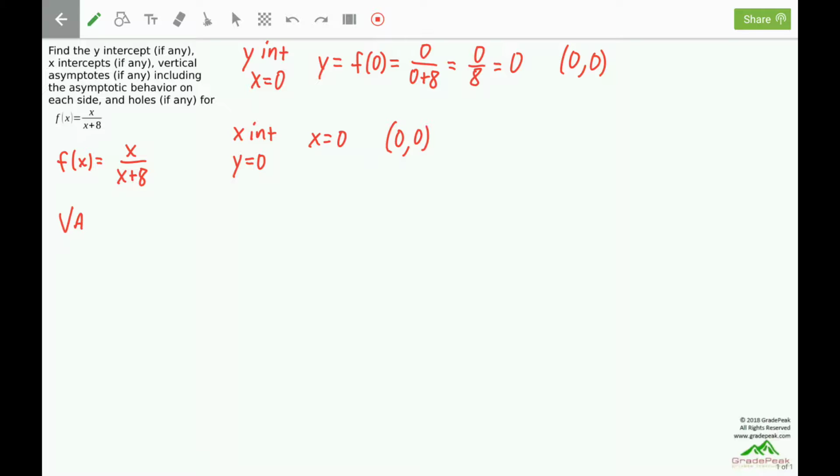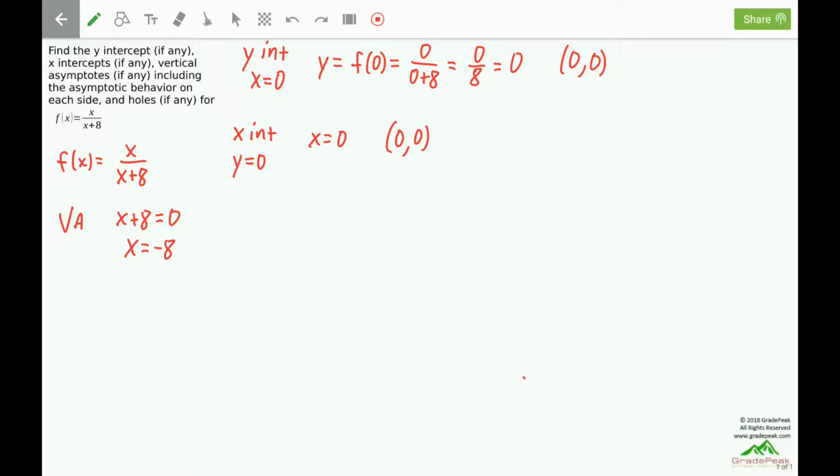The vertical asymptote is found by taking the remaining denominator, setting it equal to 0, solving for x, and it looks like x equals negative 8 for this one.